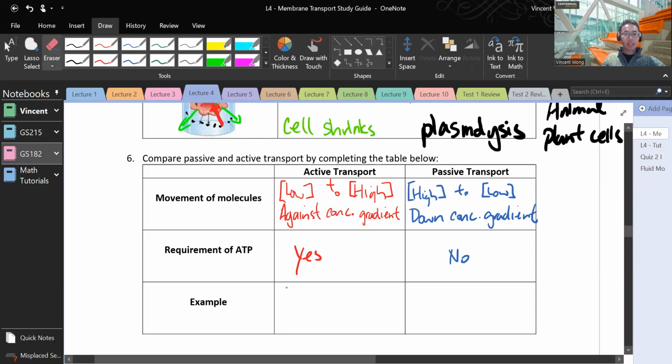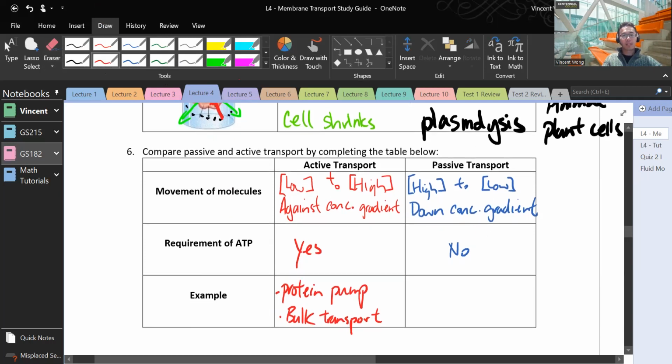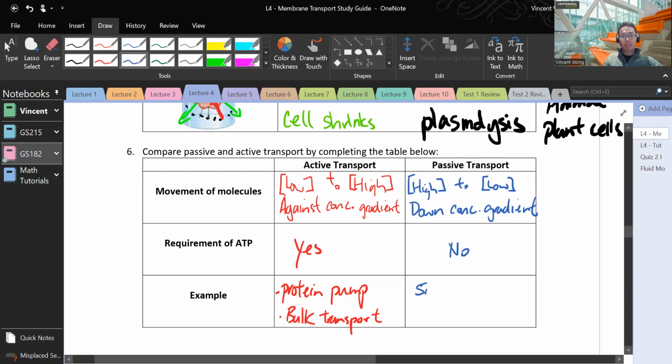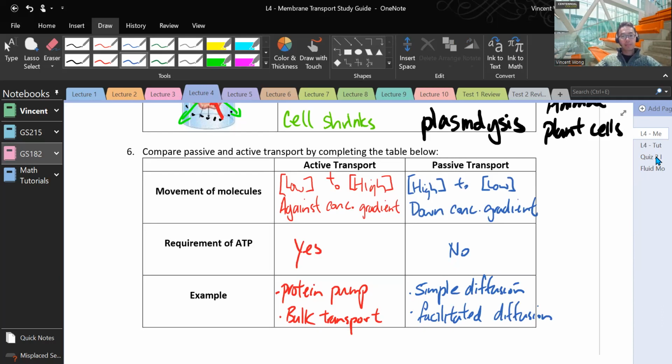Examples of active transport include protein pumps. Right? So the membrane protein will actively pump the molecules across the membrane. And another example would be bulk transport: phagocytosis, pinocytosis, that sort of stuff. And for passive transport, an example would be simple diffusion, or facilitated diffusion. Okay, that is that.